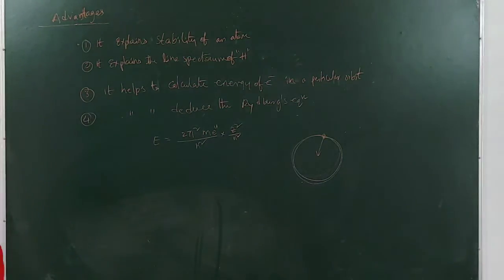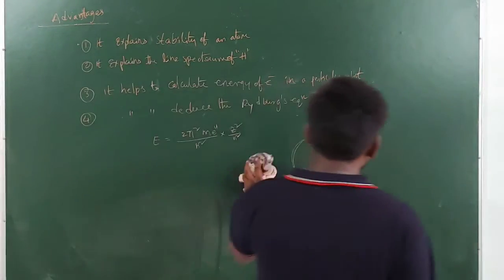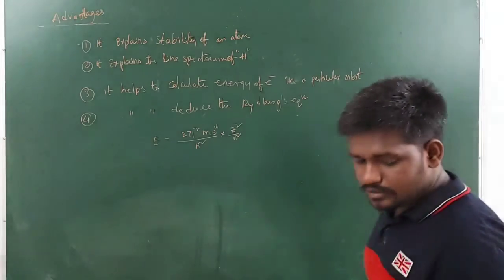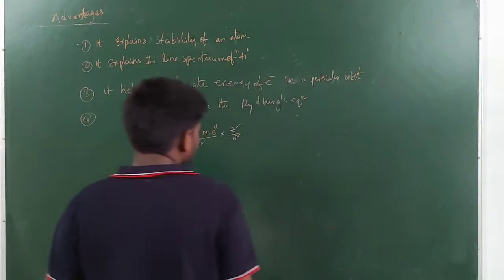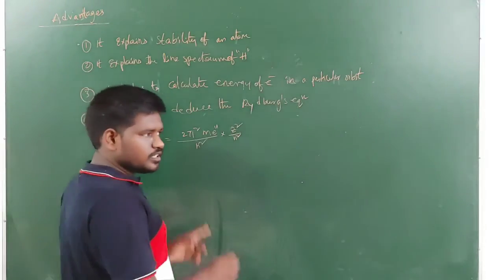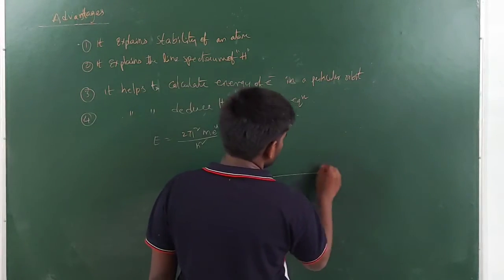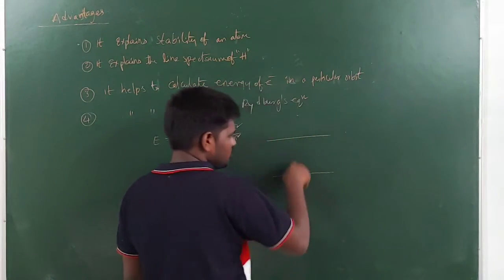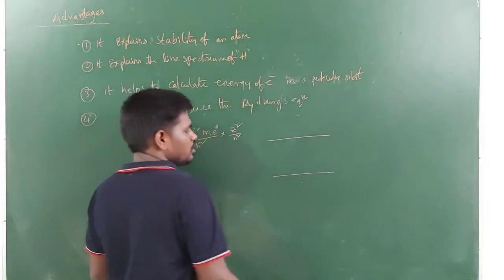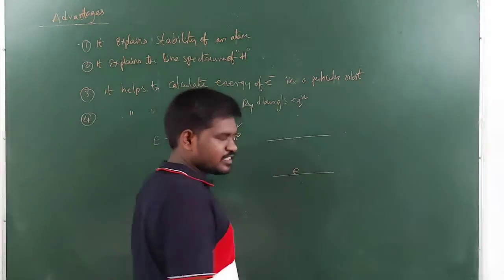And next it explains the line spectrum of hydrogen atom. The line spectrum of hydrogen atom could not be explained by Rutherford's atomic model. Here, by introducing these stationary orbits, he was successful in explaining the formation of the line spectrum. Inside the hydrogen atom, stationary orbits are there, and they have a fixed amount of energy. So when the electron is present in an orbit, it contains a fixed energy.